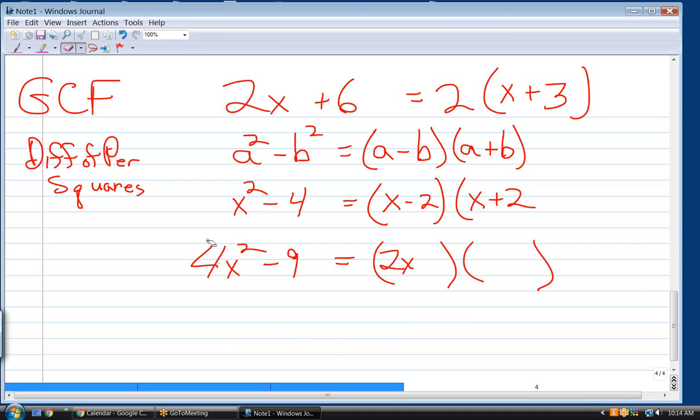So anyway, let's finish this problem. So what goes here? 3. And what goes on the other side? You don't even need to think about it. It's just the conjugate of that. 2x plus 3. Right, okay.